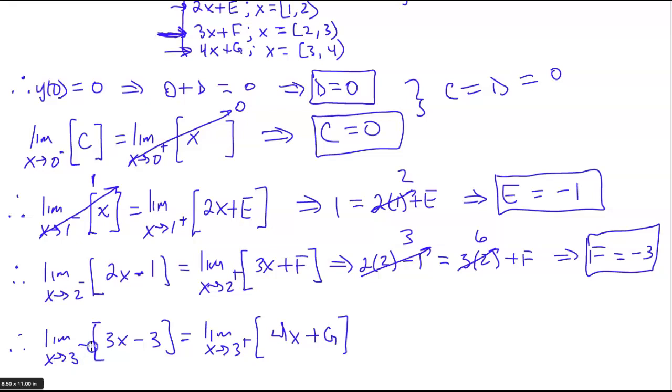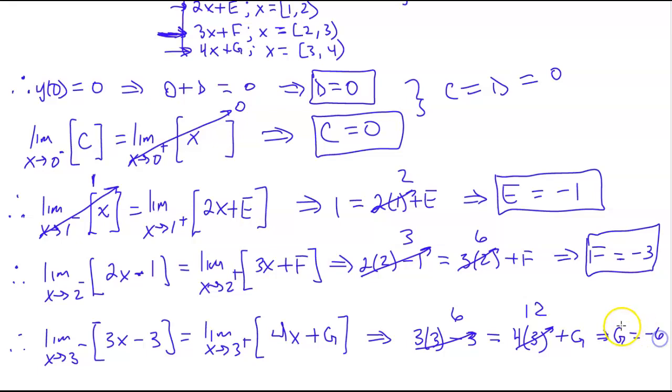And of course here, if we plug in 3 times 3 minus 3, the direct substitution property allows us to plug in 3. And again, all we have to do is figure out what g is at that point. So 3 times 3 is 9. 9 minus 3 is 6. And 4 times 3 is 12. So this lets us know that g here is going to be -6.